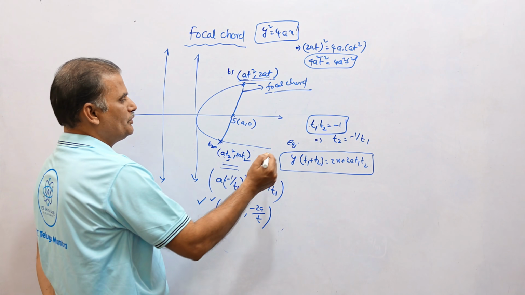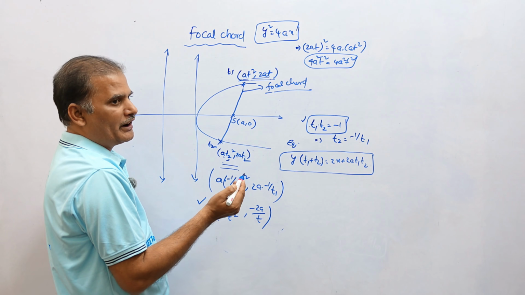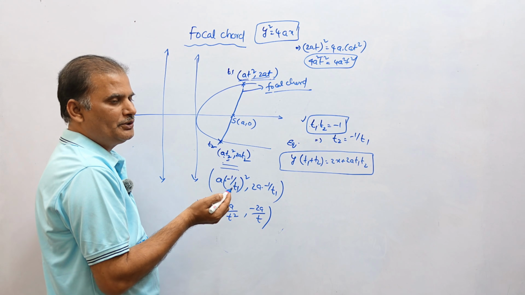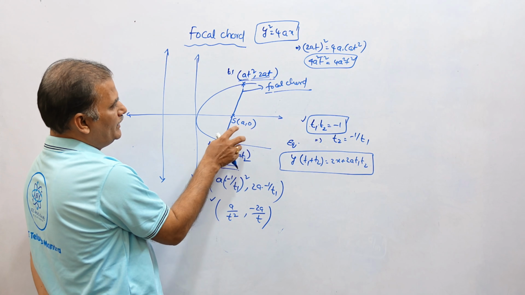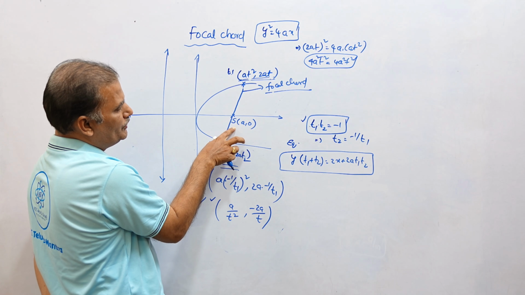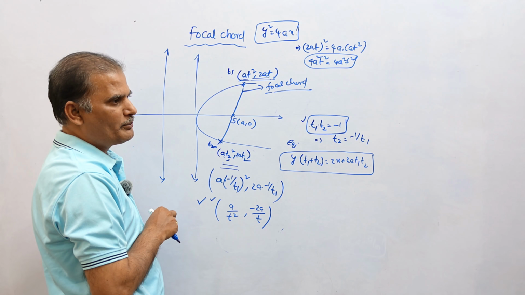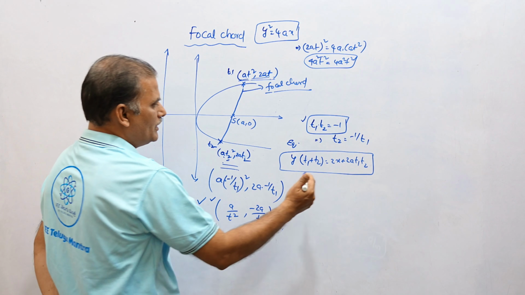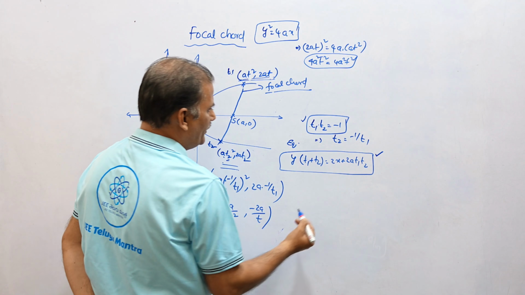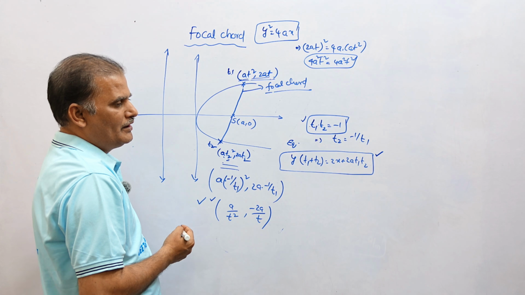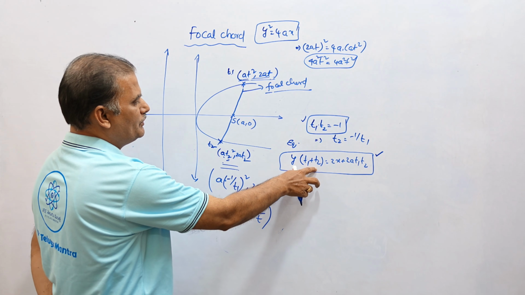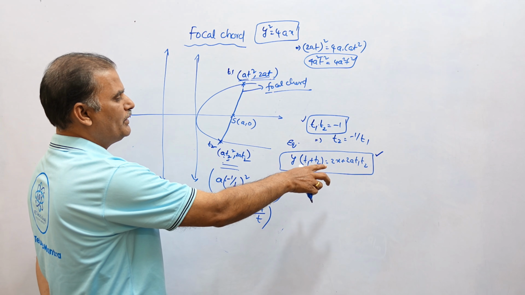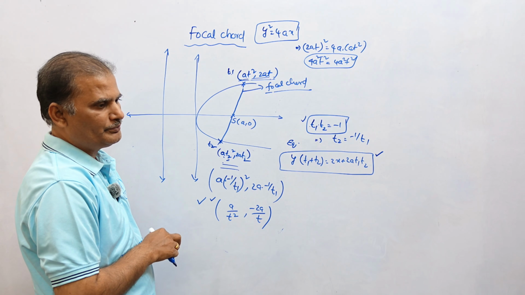Sorry, you may ask how T1 T2 equal to minus 1 came. You may ask how T1 into T2 is equal to minus 1 came. But how: this line passes through the focus S is equal to (a, 0). Right, I told you the equation. If T1 and T2 are the two points on the parabola, then the equation of the focal chord, I told you, is y into (T1 plus T2) is equal to 2x plus 2a T1 T2.